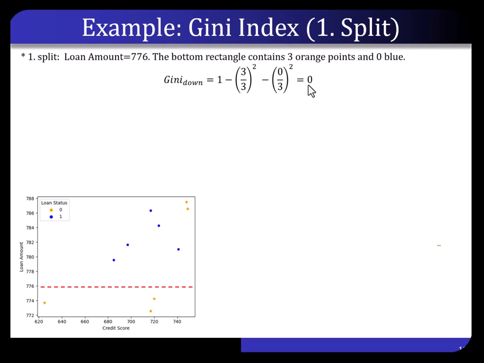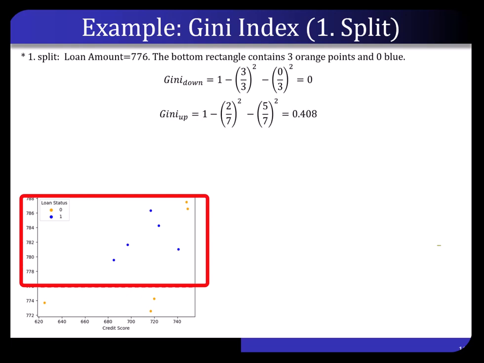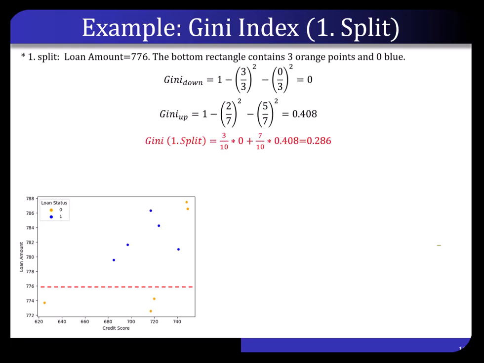How about the upper rectangle? So what is the Gini index of the upper rectangle? Well, in the upper rectangle, there are 7 data points, out of which 2 are orange and 5 are blue. So if you do this calculation, the Gini index of the upper rectangle is 0.408. So what is the Gini index of the whole split that we performed? Here we are going to calculate a weighted average. So the Gini index of the bottom rectangle is 0 times the proportion of data in that rectangle.